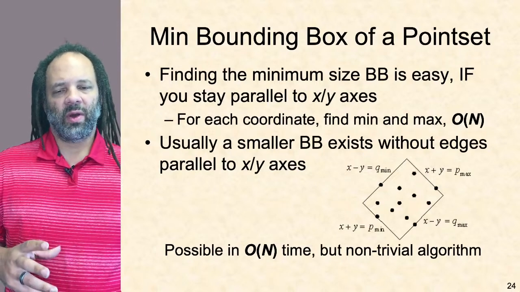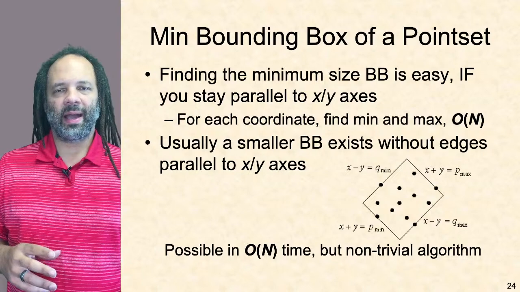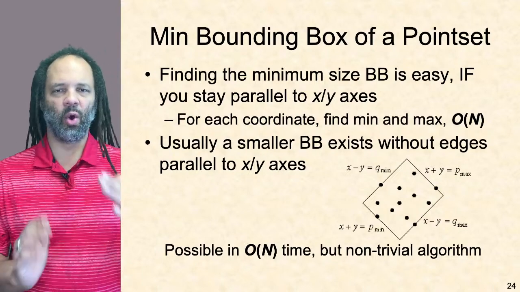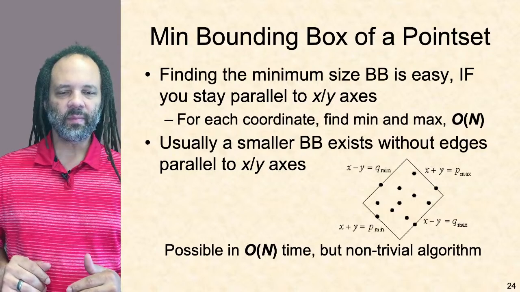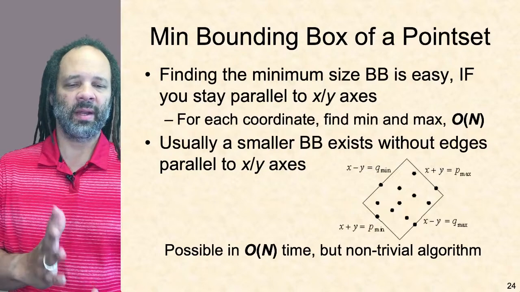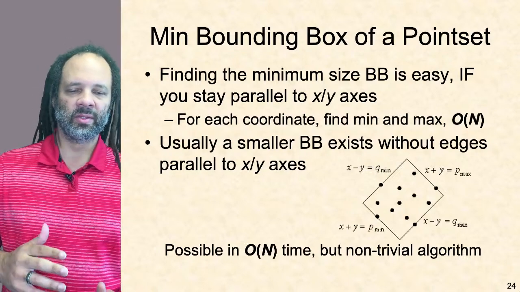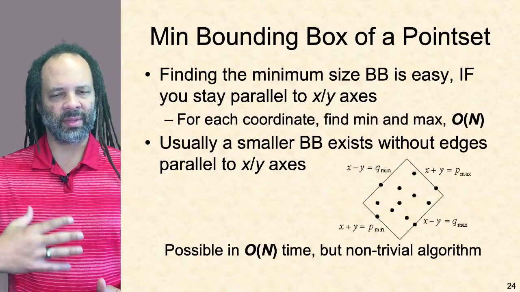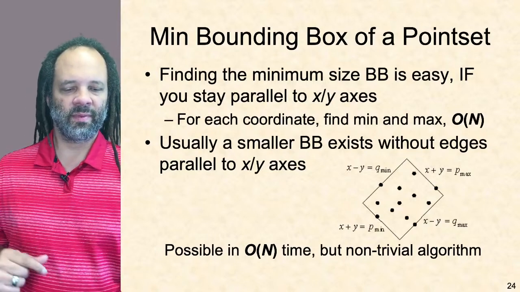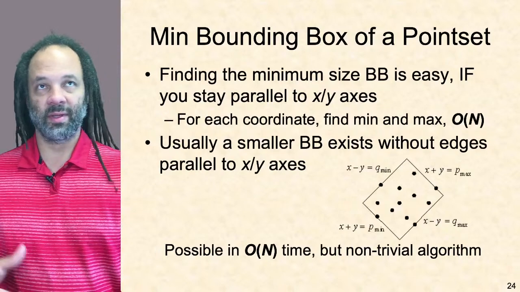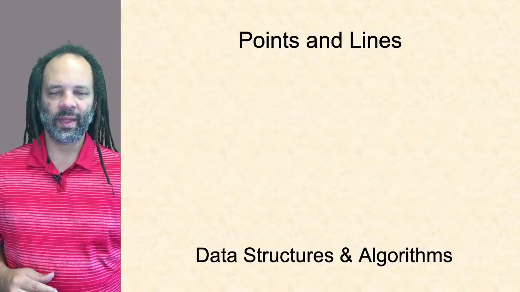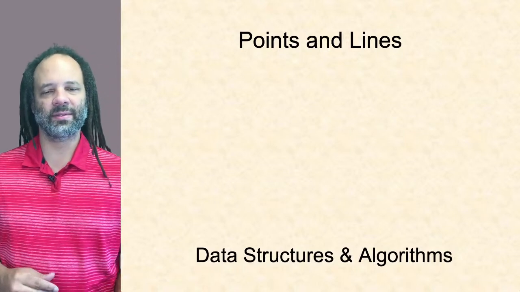Usually, however, there's a smaller bounding box than one that's oriented with my axes. That's a little bit harder to find. Still possible in linear time, but it's not a trivial algorithm. So we would have to look into that. But this is just an overview. We're talking about various geometric problems we might have. So that's points and lines.